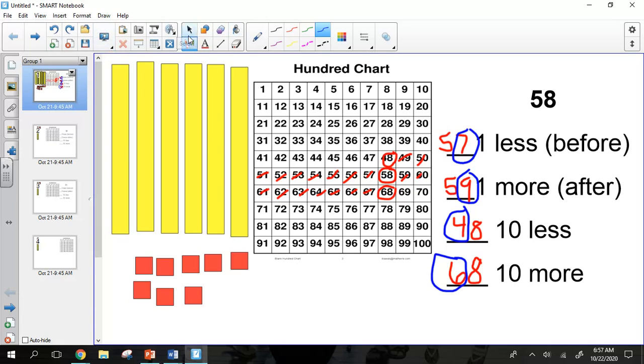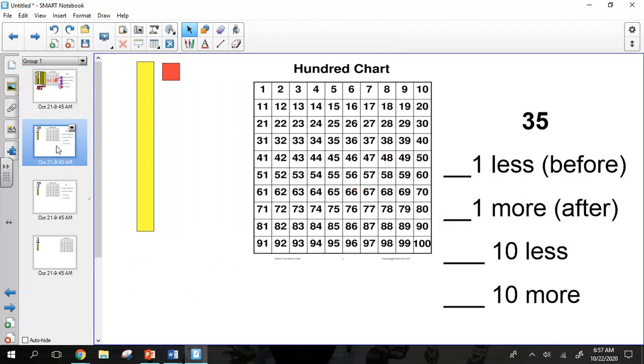Let's do one more together. All right, so my next one says 35. So what is one less? Well, let's get our starting number. All right, 35. So I'm going to circle 35. And now this one's pretty easy, one less. So I think about this, one less, I go back right to here. So I'm changing my ones place value. 34 is one less. I took one away.